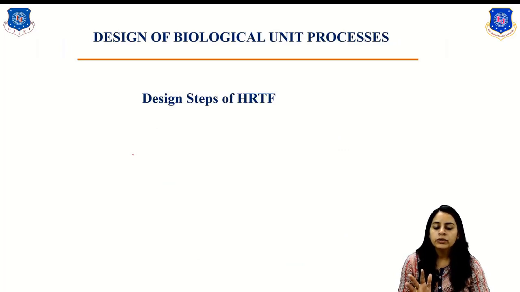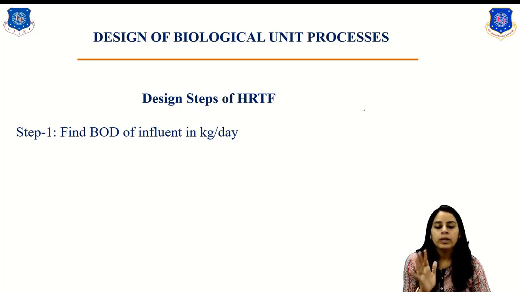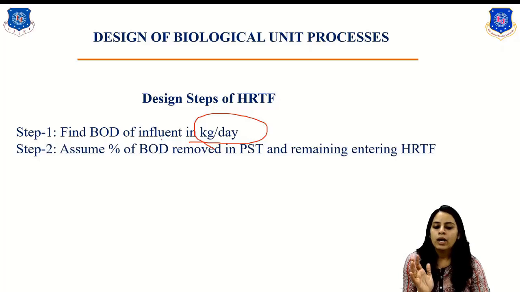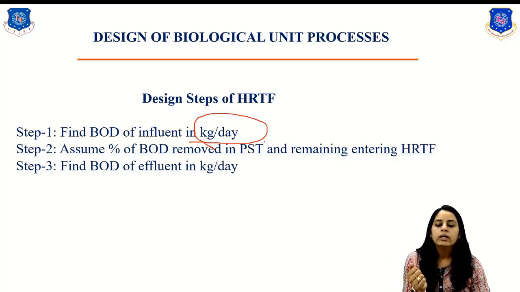Now the next one, which is the design steps of the high rate trickling filter. The first step is to find the BOD of the influent in kg per day. The second step is to assume the percentage of BOD removed in the primary settling tank (PST), with the remaining BOD entering the high rate trickling filter. The third step is to find the BOD of the effluent in kg per day.